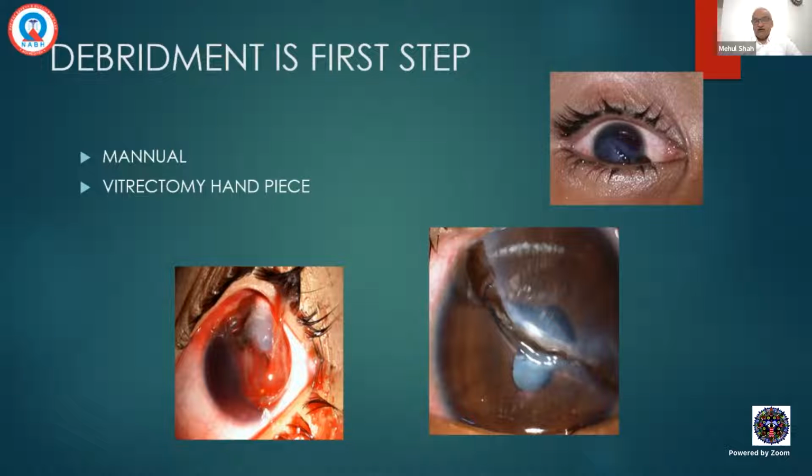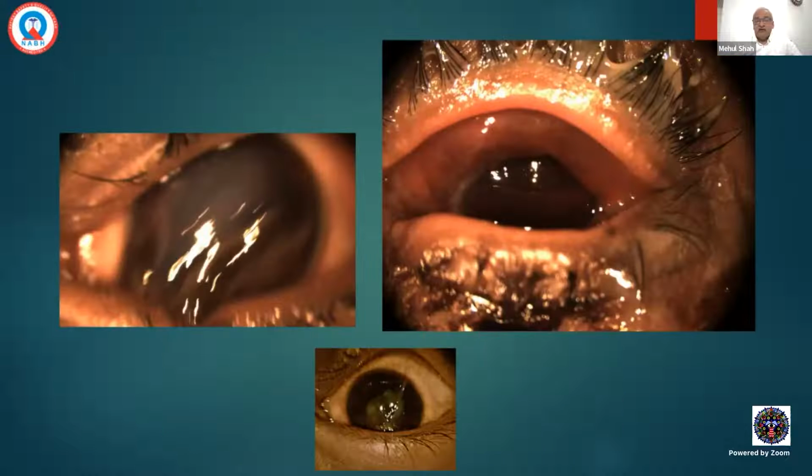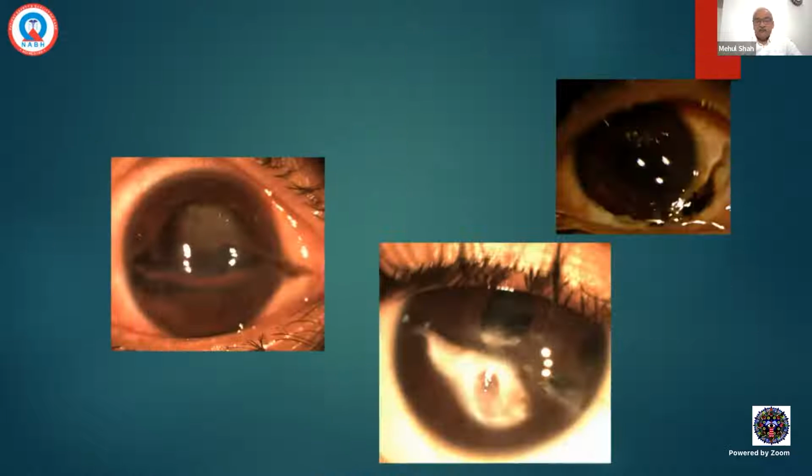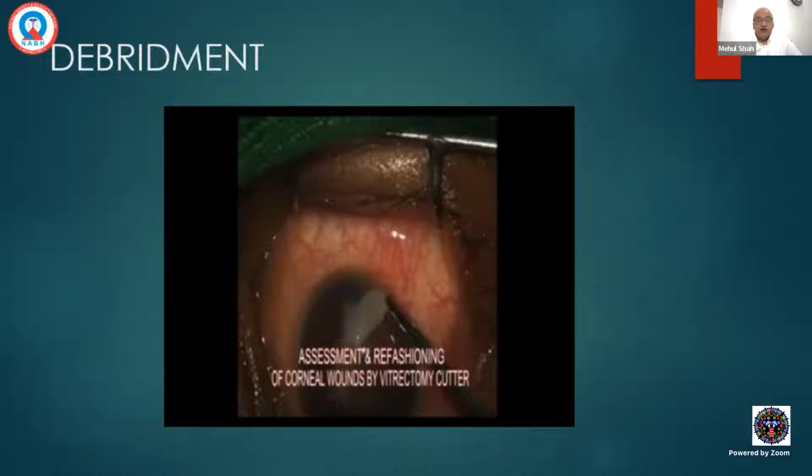As Lavenbelli says, for any wound healing, debridement of the wound is very, very important. When we see the patient, we see many tissues coming in between the wound edges, either iris, lens material, or vitreous. We need to debride that.